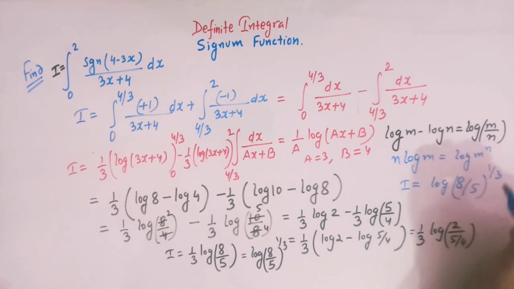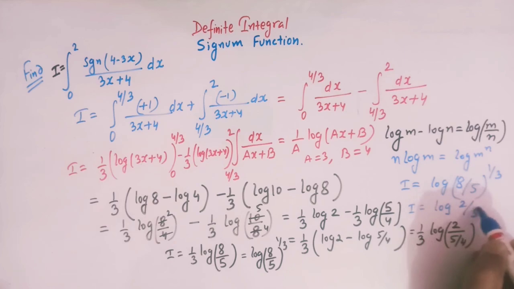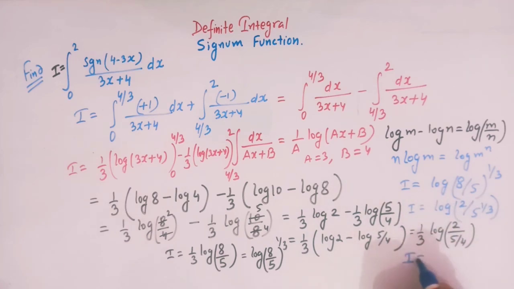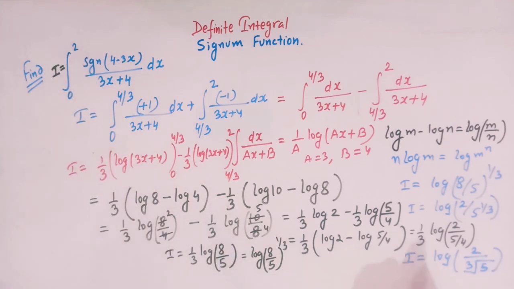So here we get I is equal to log of 8 over 5 raised to 1 over 3, and if we take the cube root of 8, we'll get 2, so we have 2 over 5 raised to 1 over 3, right? And this expression can also be written as I is equal to log of 2 over cube root of 5, right? So viewers, the value of this important integral is log of 2 divided by cube root of 5, and this is how we solve this important problem.